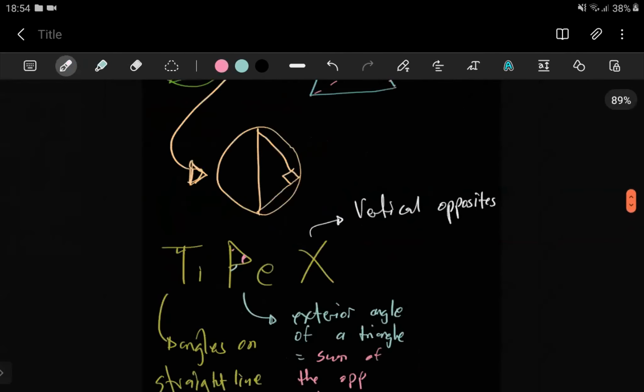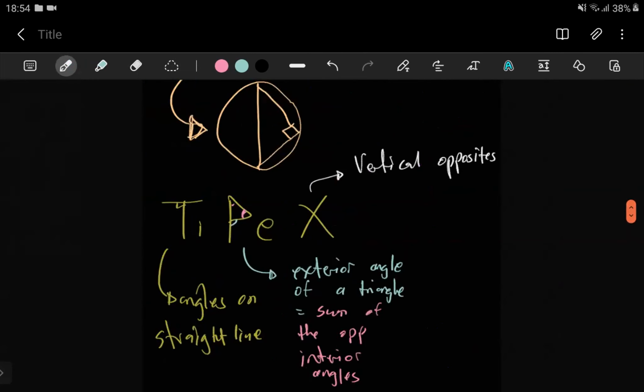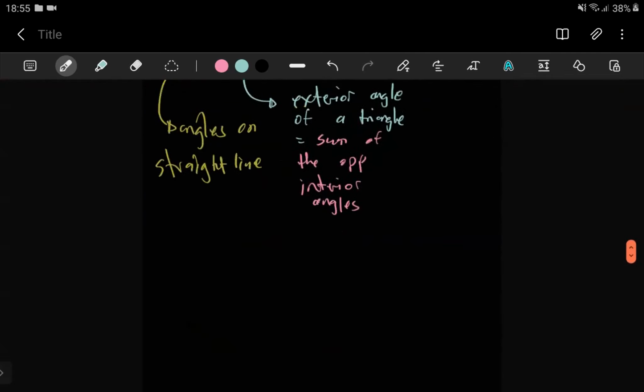So the idea with these two words here, Dr. Cape Town and TPEX, it's just there to tell you that when you're going to work with Euclidean geometry questions, in as much as we may want to remember our theorems, you don't want to limit it to that. You also want to remember things like angles on a straight line. Those basic things should be in your head also when you're working with Euclidean geometry. So does that make sense?